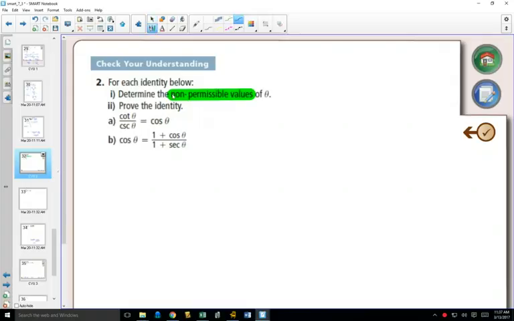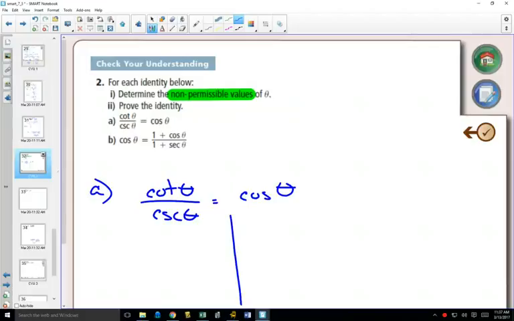So in part A, if we had cotangent of theta over cosecant of theta equals cos of theta, and we were doing the proof. So we're going to do the proof, and then after we've done the proof, we're going to look at all the places where we've divided and talk about non-permissible values.